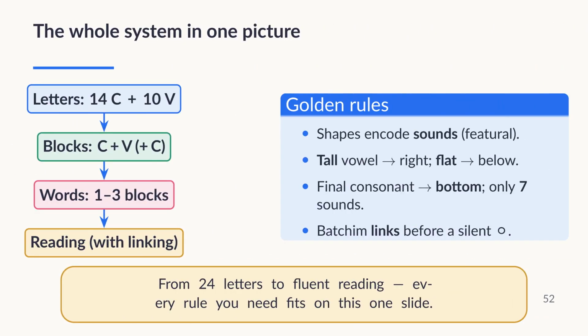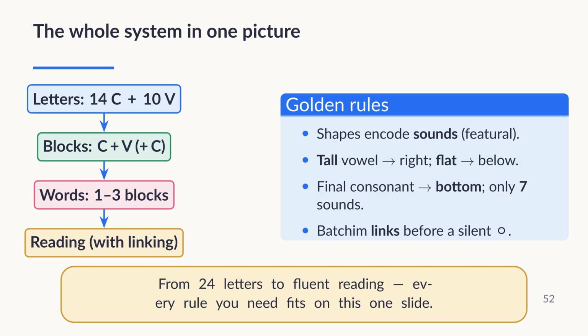Let us put the whole system in one picture. On the left is the ladder we started with, now filled in with detail. At the top are the letters, 14 consonants and 10 vowels. Those combine into blocks, each a consonant plus a vowel with an optional final consonant. Blocks combine into words, which in Korean are usually just 1 to 3 blocks long, and words, read with the linking rule, become fluent reading.